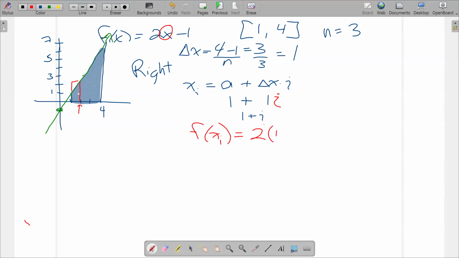So that'd be 2 times 1 plus I minus 1. And sometimes it's worth cleaning that up. So might as well, I can distribute the 2 pretty easy. That's going to give me 2 plus 2I minus 1, which is just 2I plus 1.